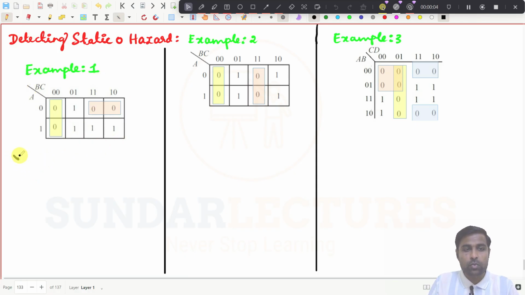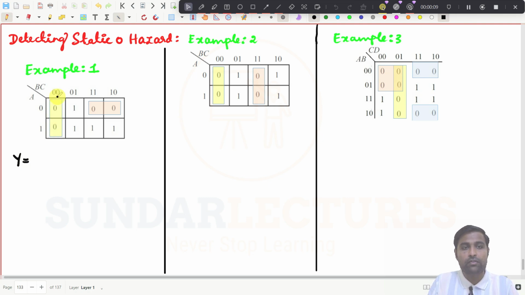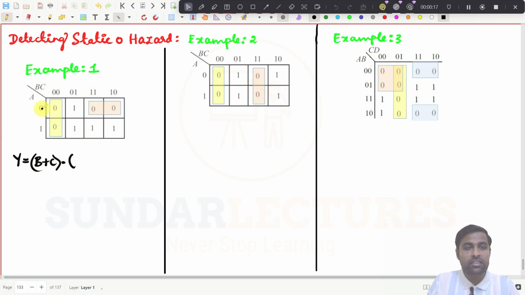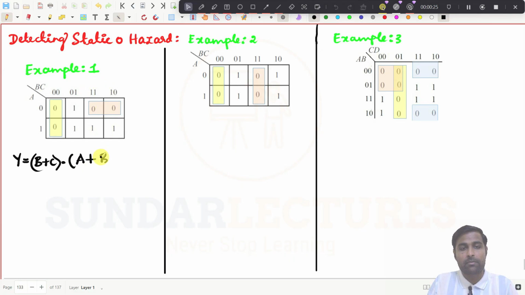So what should be this y equation? Very simple, right? So how will you write this one now? If you see 0 0, then you have to put this as now b plus c, right? So this is the equation, and what is this equation? It is 0, so it will be a, and then plus, what is the equation here? 1 is the common term, so 1 will be here, b bar.